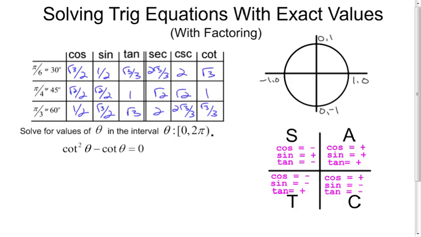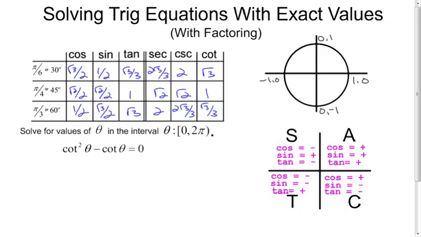Okay, again, I'm just trying to keep the factoring light. That is greatest common factor problems. You'll see. But you need to be able to factor fluently here. Okay, so I got cotangent squared theta minus cotangent theta equals 0. I'm going to solve for values of theta in the interval from 0 to 2 pi.